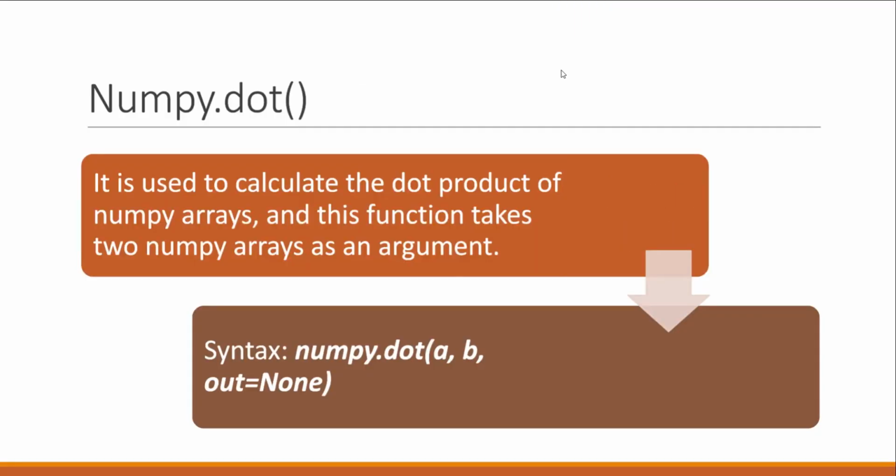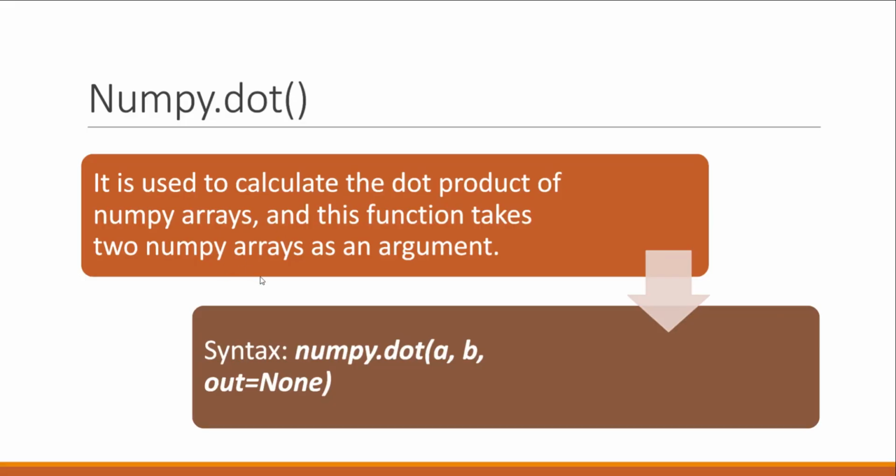Now we will discuss our first function, that is the NumPy dot function. So basically this function is used to calculate the dot product of two NumPy arrays, and this function takes two NumPy arrays as arguments. So for example, you have two NumPy arrays, x and y, and the input array has 4 values. Now when we calculate the dot product of input arrays, firstly we will multiply the first value of x by the first value of y.